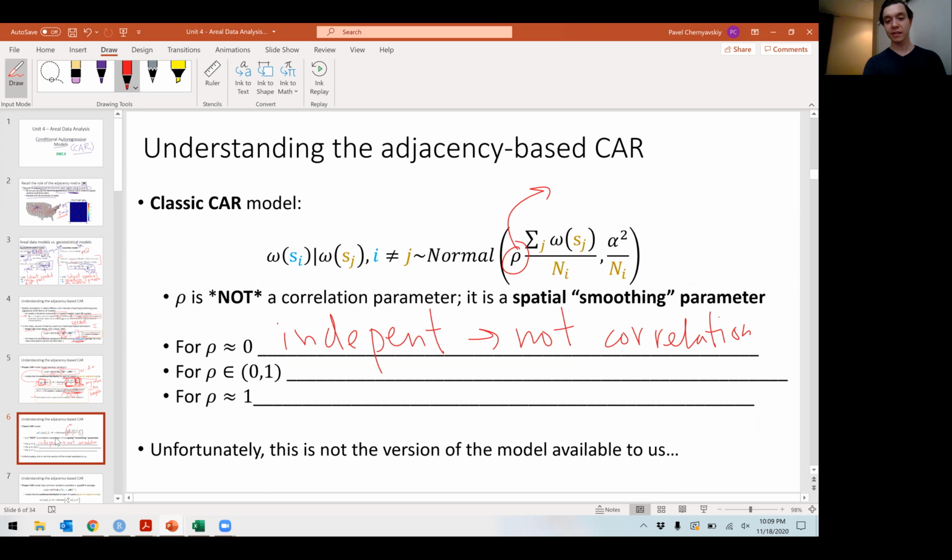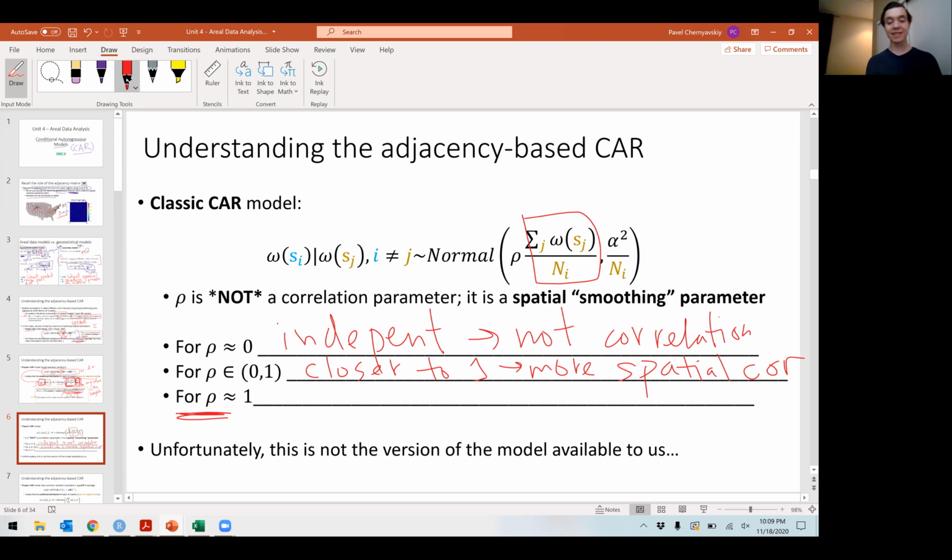If rho is 0, it doesn't matter what the neighbors' average is. We're not incorporating the information from our neighborhood into the mean of the model because we're multiplying by 0 in that case, right? So if rho is estimated to be 0, we are saying we have no spatial correlation in the model. For rho somewhere between 0 and 1, closer to 1, more spatial correlation. That's intuitive. We like that.